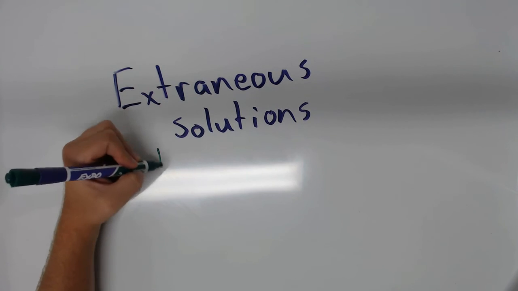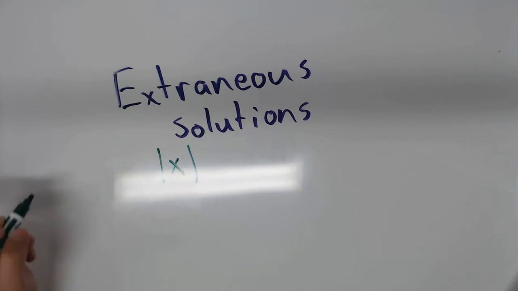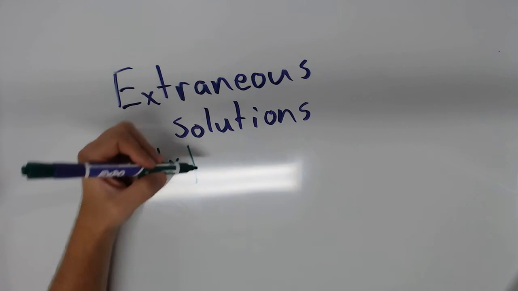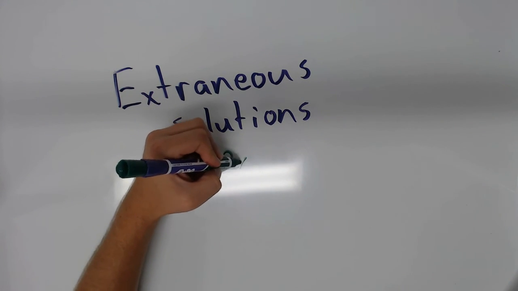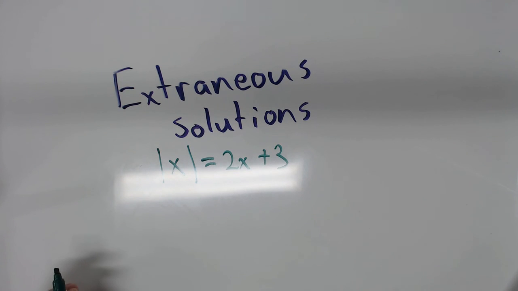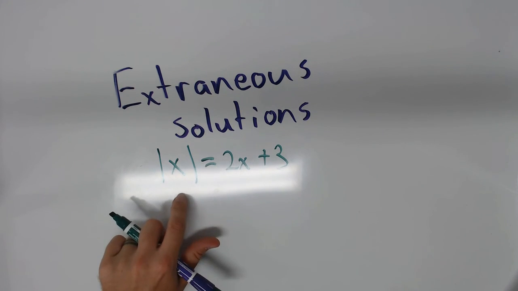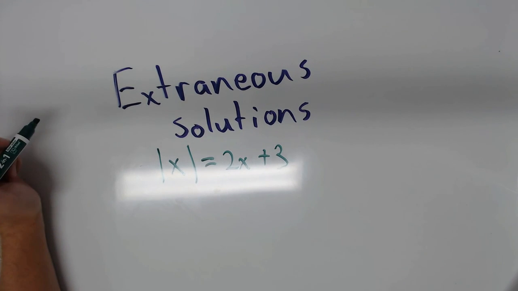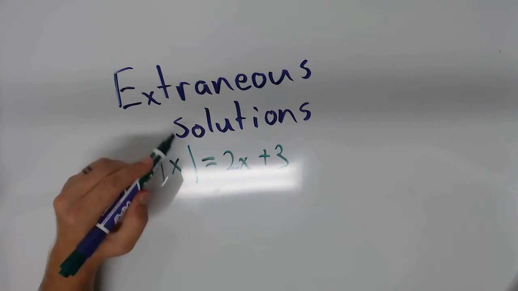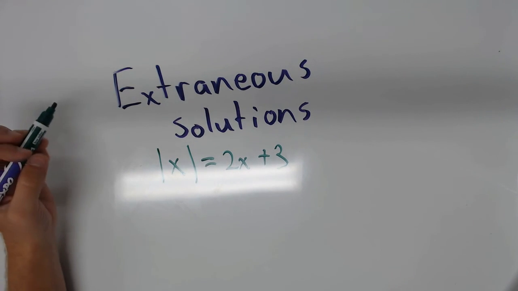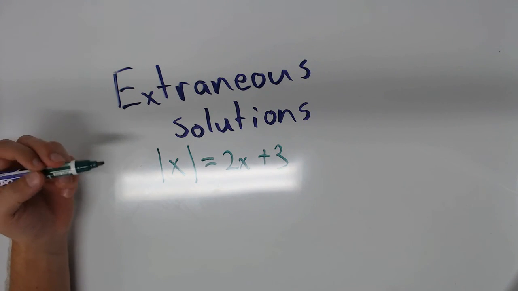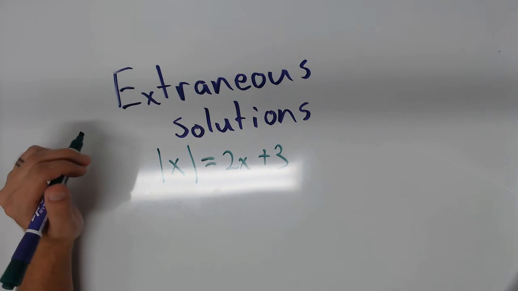If I have a variable in an absolute value, and on the other side, I have a variable not in an absolute value, I will get an extraneous solution. There's something weird with how the negatives work with our way of solving absolute value problems. In this situation, there's only going to be one solution. All right? So we'll take a look at that in class, but just understand this is what extraneous solutions means. We find two answers. One of them doesn't actually work.